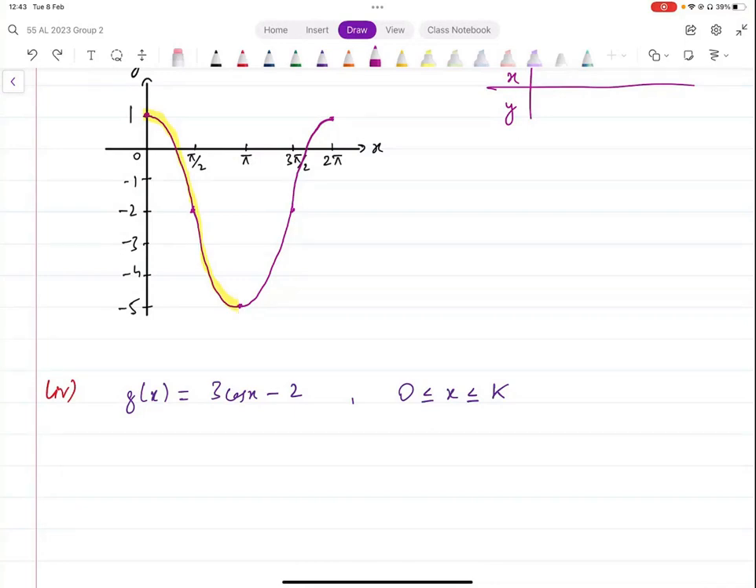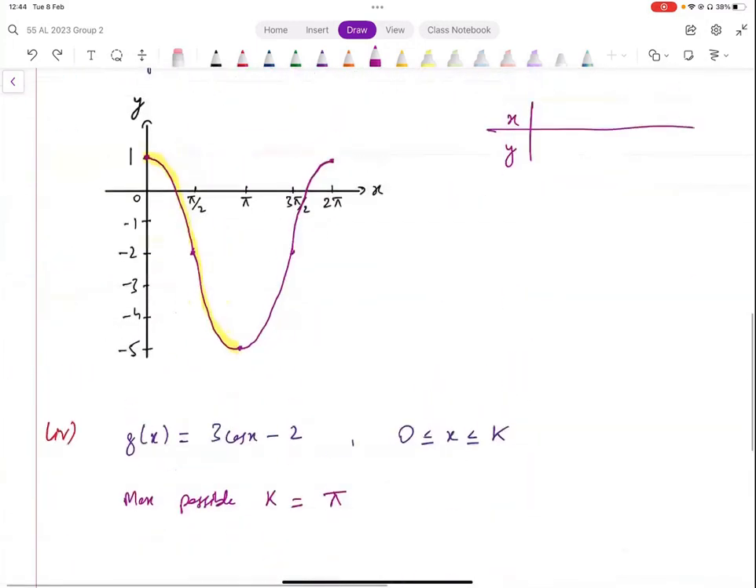So what do you say here? Maximum possible k is equal to pi. यहाँ पे x coordinate है pi, that's the value of this k. ठीक है, pi से छोटा हो सकता है, इससे बड़ा नहीं हो सकता. Is that okay? Any problem with this? No, sir.